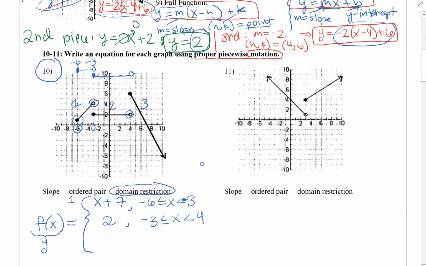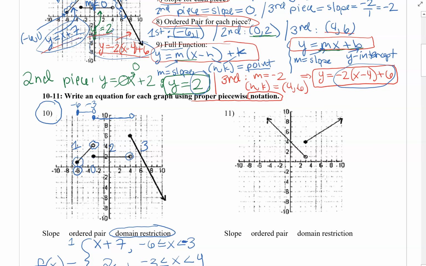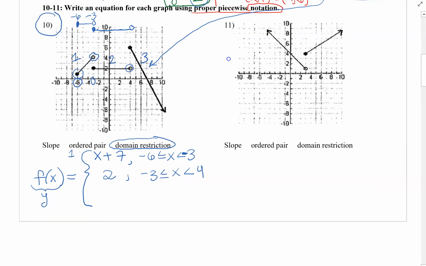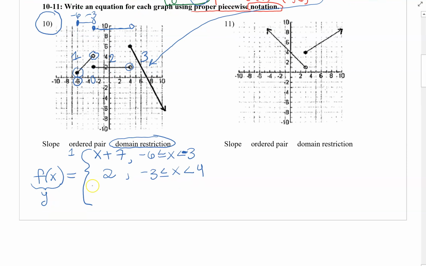Then my third piece, that was the one that had this equation, the -2 times x minus 4 plus 6. That was what y equaled, but don't write the y equals part because that part is taken care of right here.